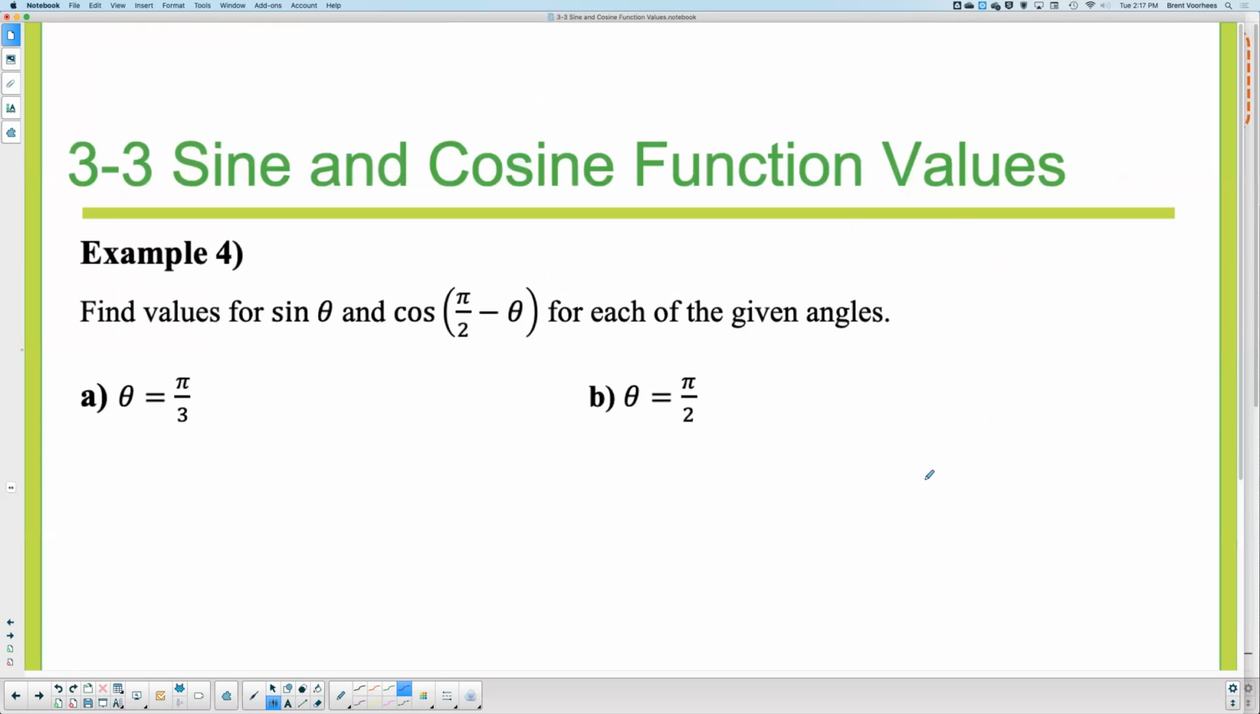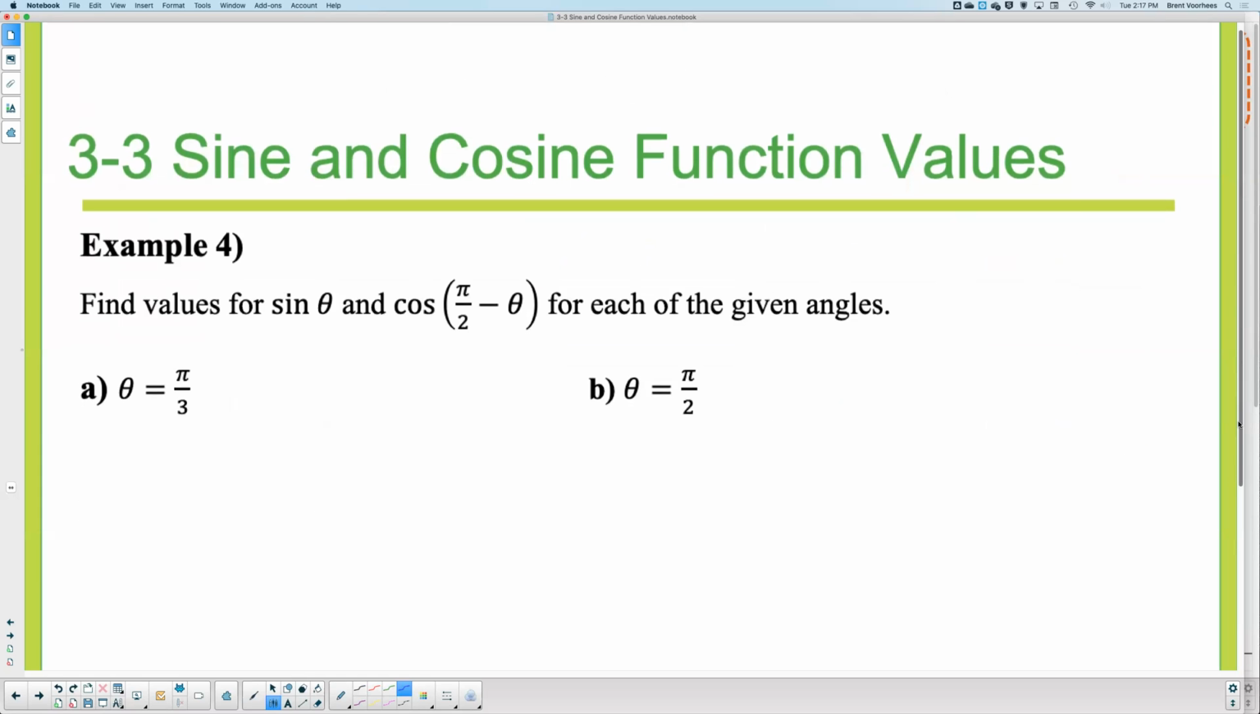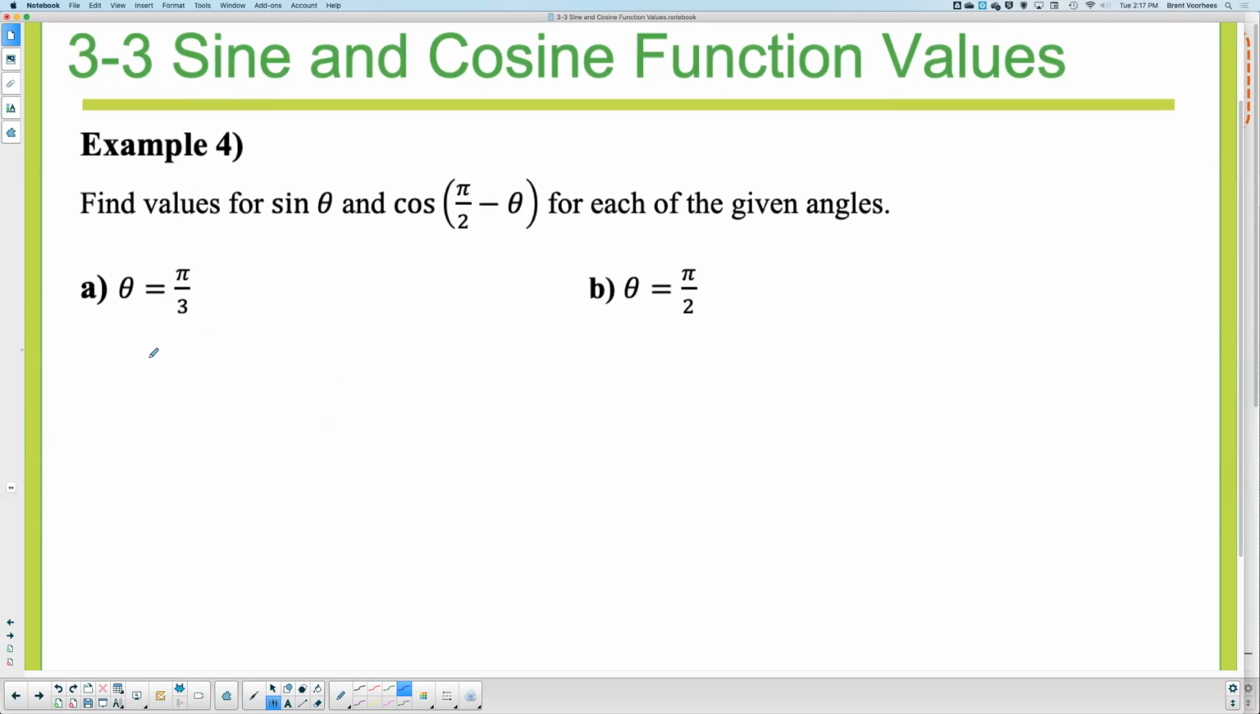All right. So here it says find the values for sine and cosine for each of the given angles. So first let's start with pi over 3. It says to find sine of pi over 3, then cosine of pi over 2 minus pi over 3. So let's start with sine of pi over 3. If I wanted sine of pi over 3, which finger would we bend? Looking at the left hand, which finger would you bend? Which one's your pi over 3 finger? Index. And if you're lost, if you filled out the last table, you can just look back at the table. Bend your index finger.